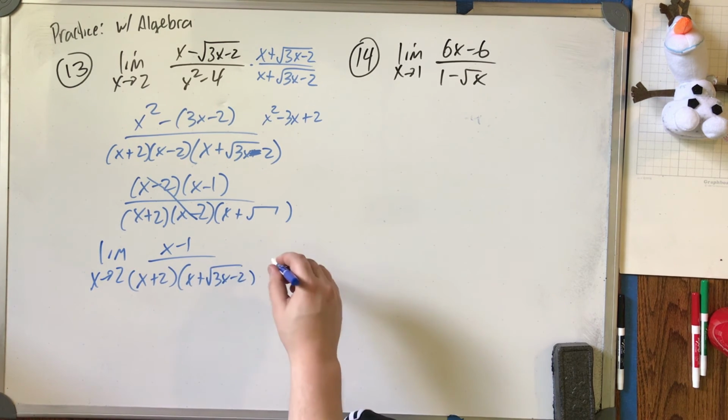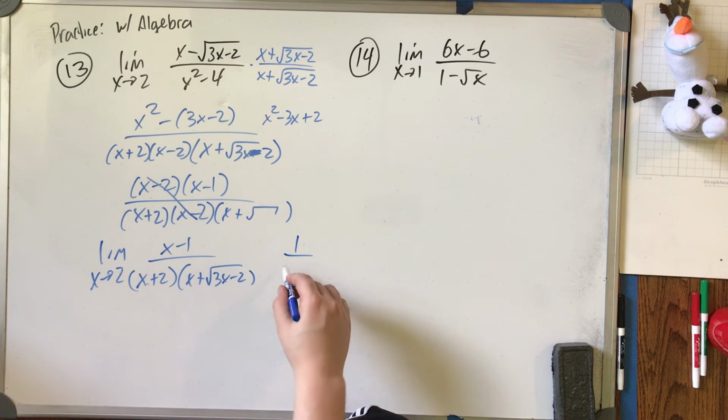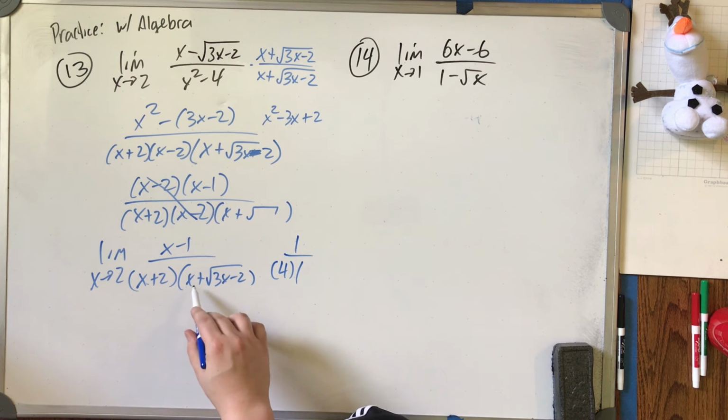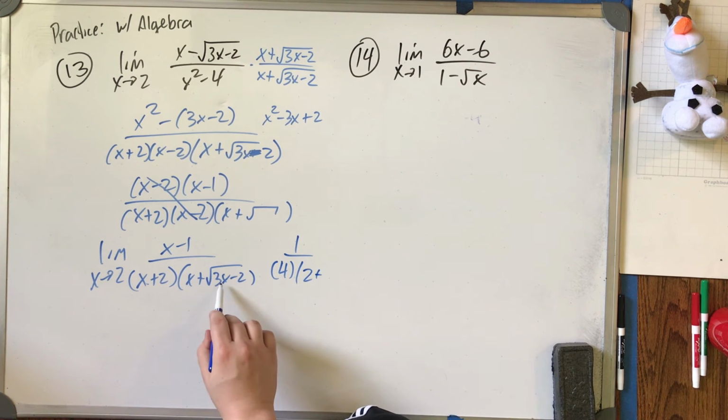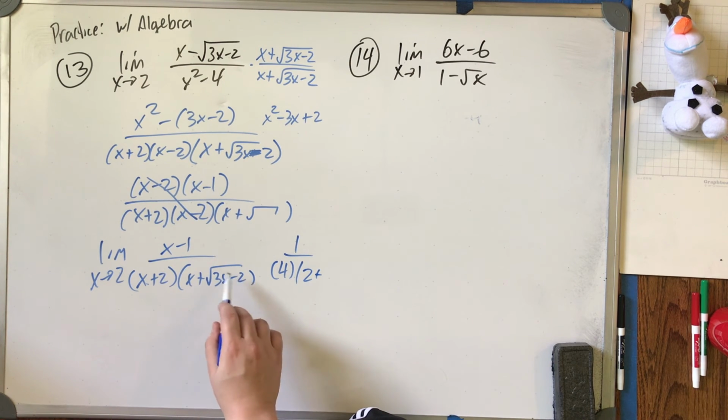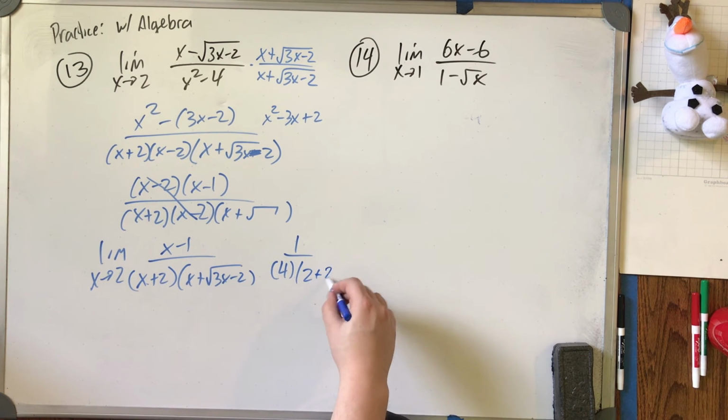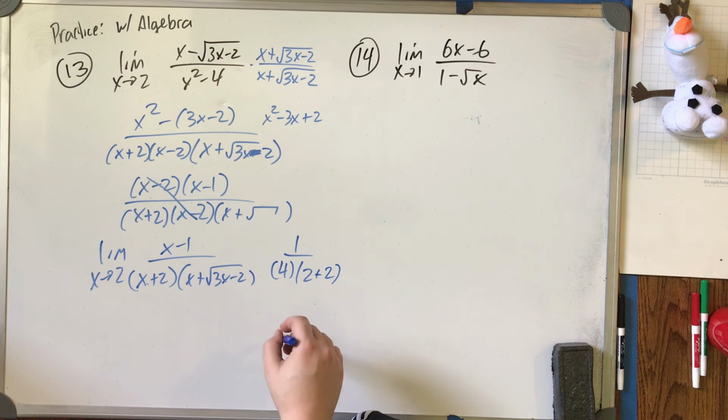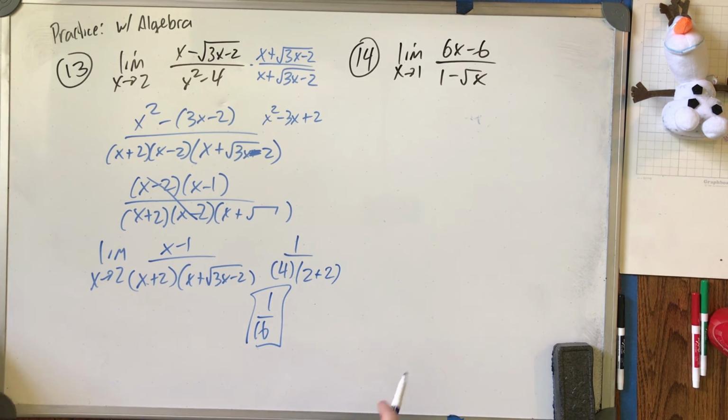So up top, I'm going to get a 1. Here I will get 4. And here I'm going to get 2 plus, let's see, what is this going to be? Math is hard. 6 minus 2 is 4, square root of 4 is 2, so I get 2 plus 2. So 1 over 4 times 4 is going to be 1/16, so that's what this limit is equal to.